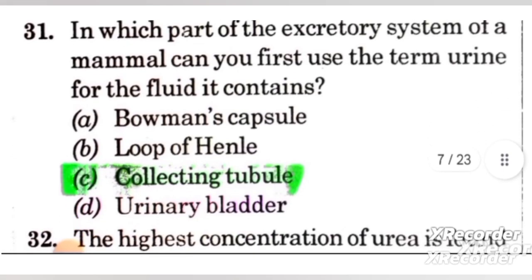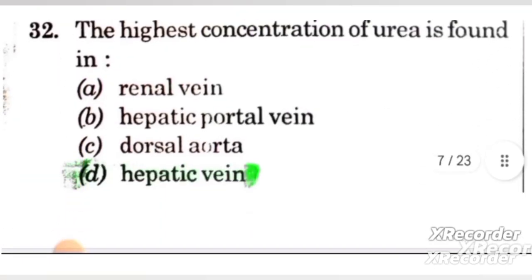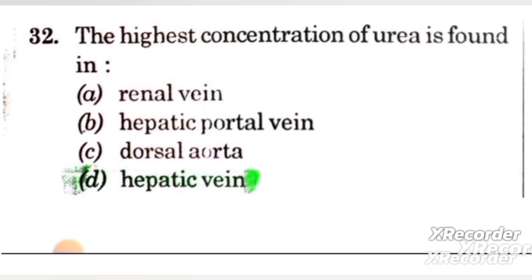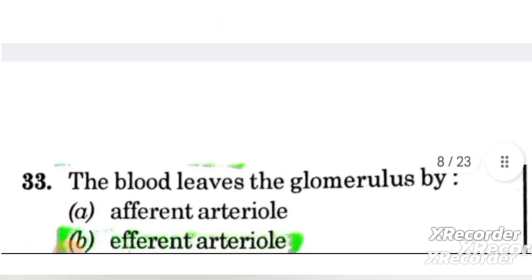Next, 31. In which part of excretory system of a mammal can you first use the term urine for the fluid it contains? Answer C. Collecting tubule. Next, 32. The highest concentration of urea is found in. Answer D. Hepatic vein. Next, 33.